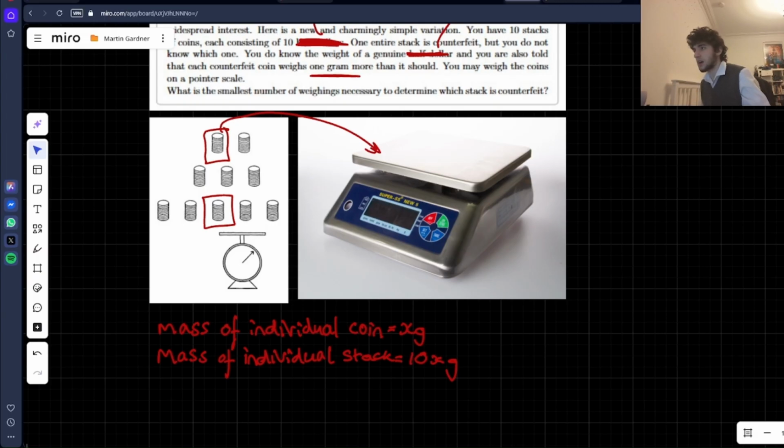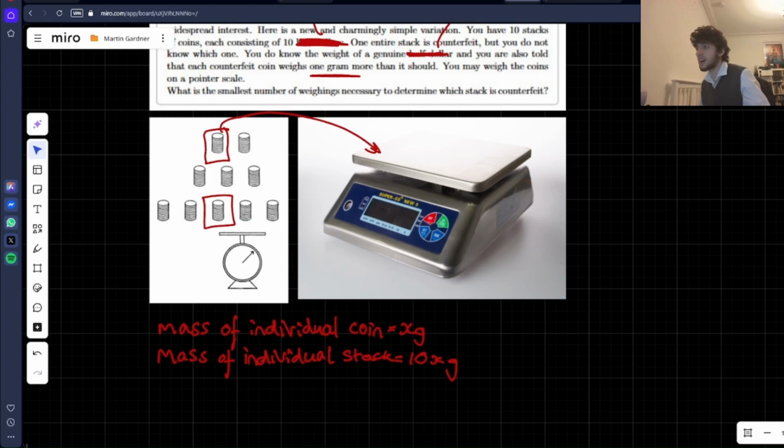But when the question asks what's the smallest number of weighings necessary to determine which stack is counterfeit, it means across all possible scenarios, how many weighings do you need to tell me with certainty which stack is fake. Now, you might get lucky and pick the right stack the first time, and see 10x plus 10, and say, there's the fake stack, done. Fine, you may get lucky, but you may also get very unlucky.